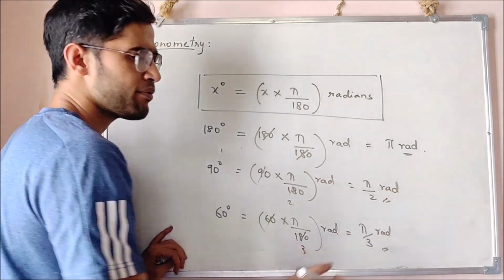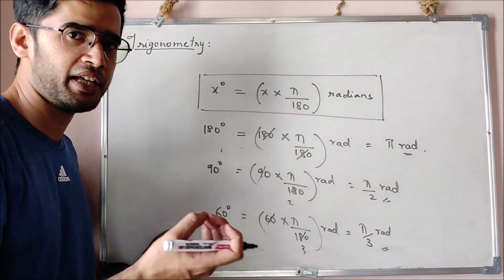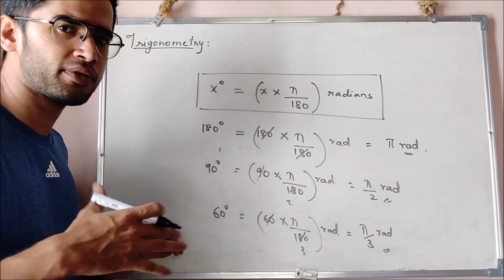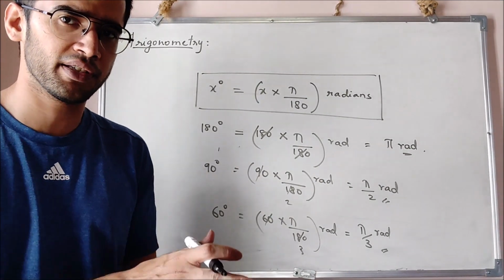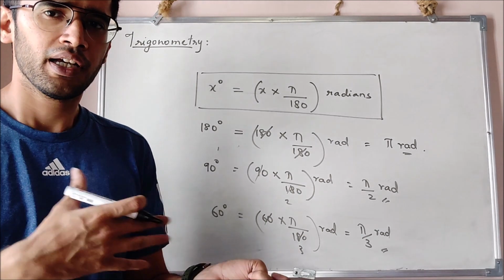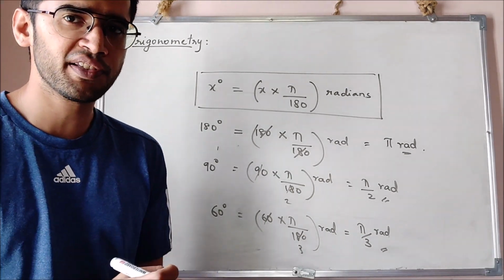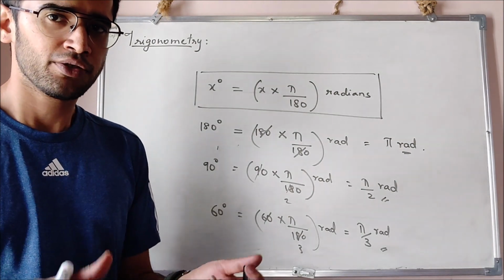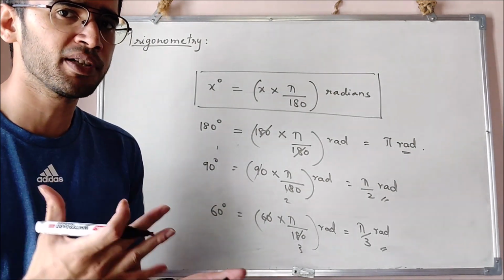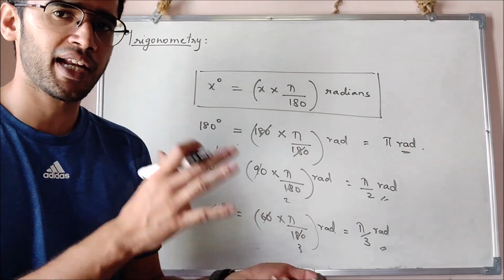Right? So this is how you convert an angle in degrees to an angle in radians. And this is something which you should get comfortable with soon, right? Because we'll be using radians more and more in physics. Rather than expressing an angle in degrees, we'll be expressing an angle in radians more and more, right? So this is the time for you to get comfortable with converting an angle in degrees to an angle in radians.